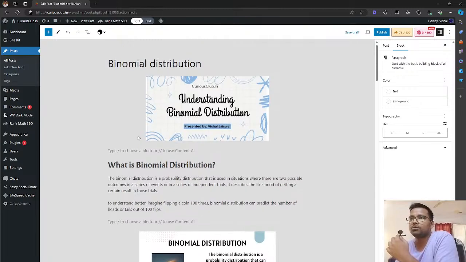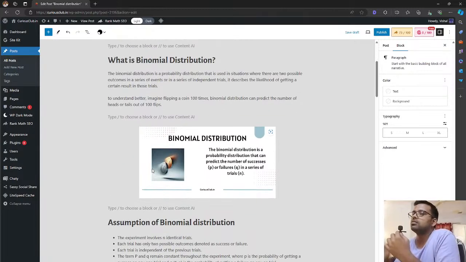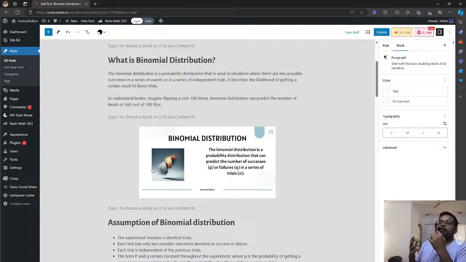I'll start from the beginning. First, the definition of the binomial distribution: a probability that can predict the number of successes in a series of trials. So it's saying that binomial distribution can tell you, if you do 10 trials of an experiment, the probability that 5 of those trials will be successful.